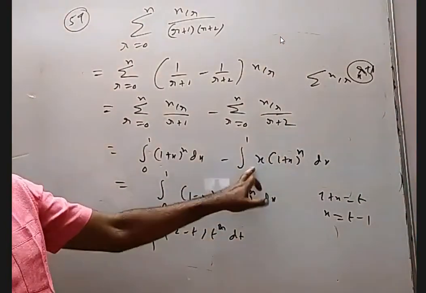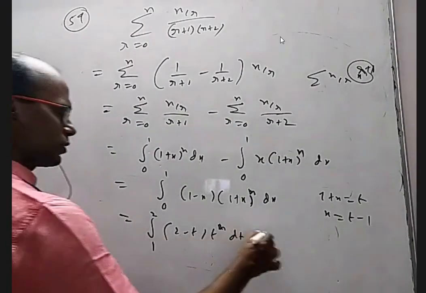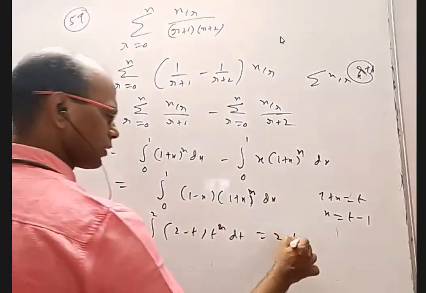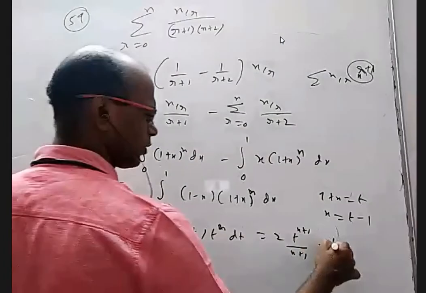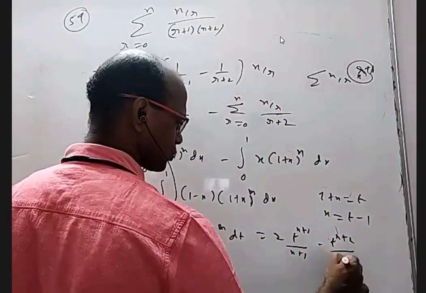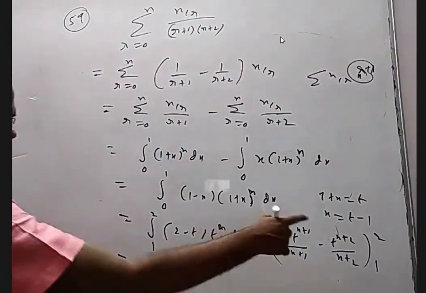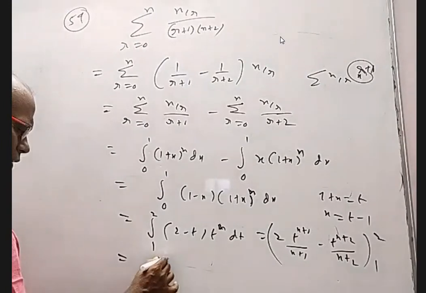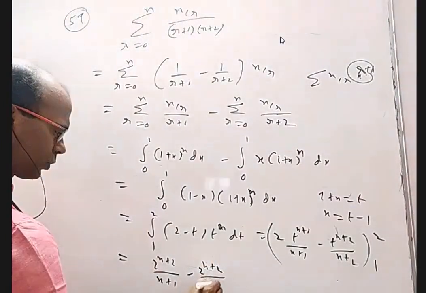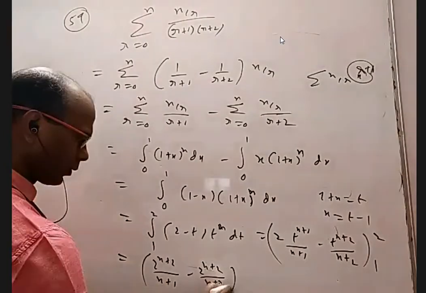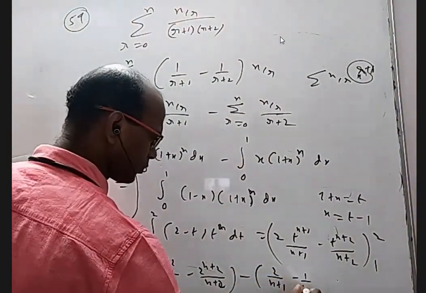Even this x, you can write as 1 plus x minus 1. Anyway, separate this. 2 into t power n, the integral is t power n plus 1 by n plus 1. This into this is t power n plus 1, the integral is t power n plus 2 by n plus 2. Put limits 1 to 2. When I substitute 2, it is 2 power n plus 2 by n plus 1 minus 2 power n plus 2 by n plus 2. Minus, when I put 1, 2 by n plus 1 minus 1 by n plus 2.